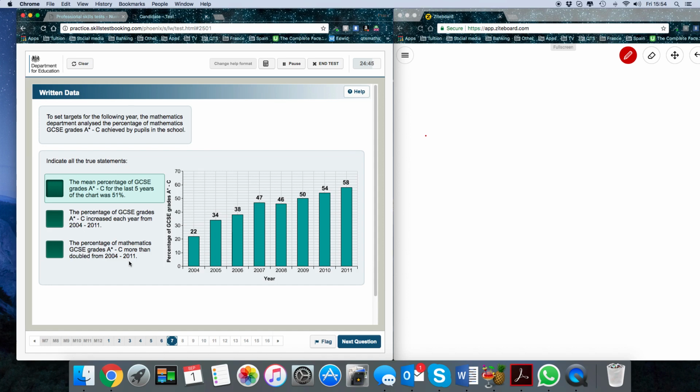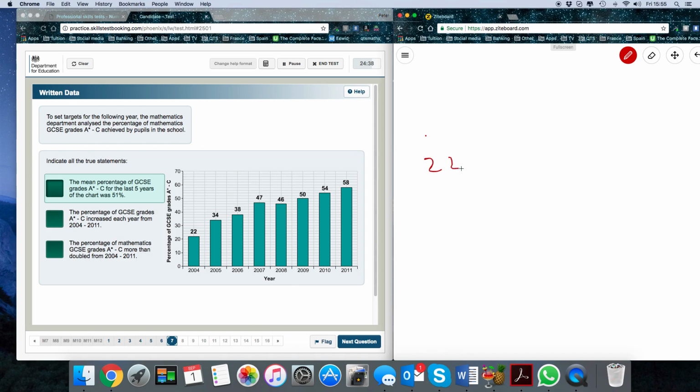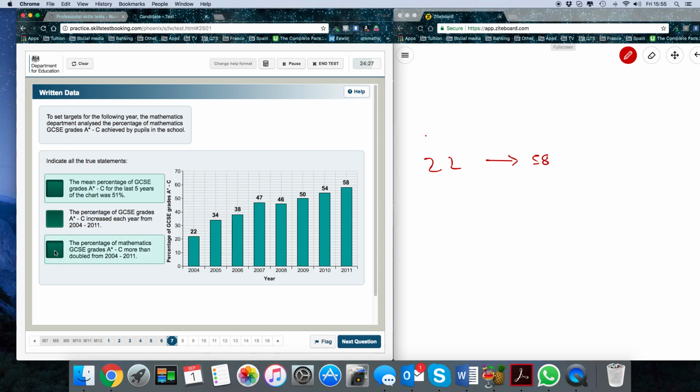Next statement, the percentage of mathematics GCSE grades A star to C more than doubled from 2004 to 2011. So this time we don't need to look at each year individually. In 2004 it was 22 and it went to 58. Well, if we doubled 22 it would be 44. 58 is clearly more than 44, so this is a true statement. It more than doubled.